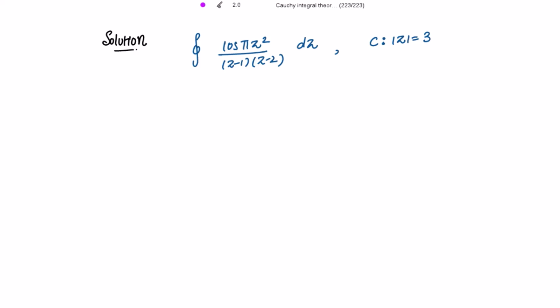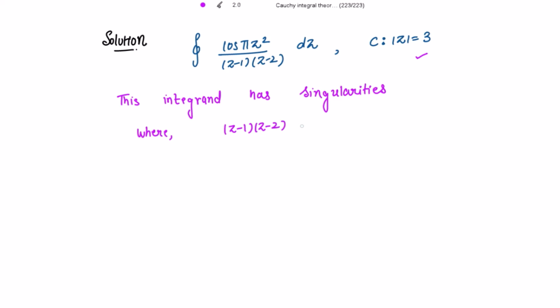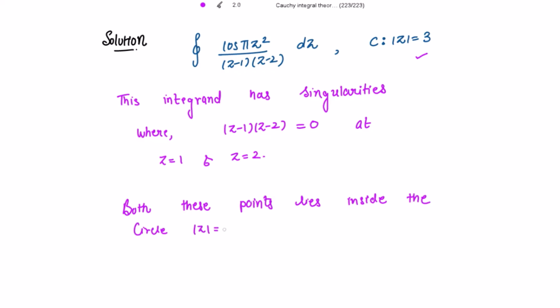So this is the given integral having this circle. Now this integrand has singularities. How do we calculate the singularities? By taking the denominator equal to 0. So we have the singularities where this denominator equals 0, at z = 1 and z = 2. Both these points lie inside the circle |z| = 3. So now we are going to apply Cauchy's integral formula for these points.